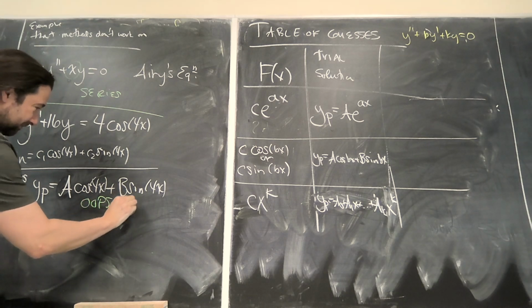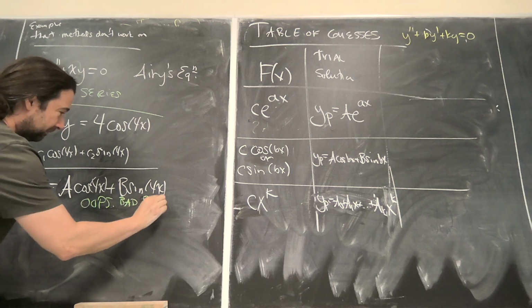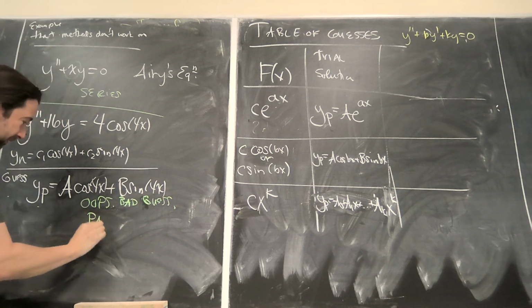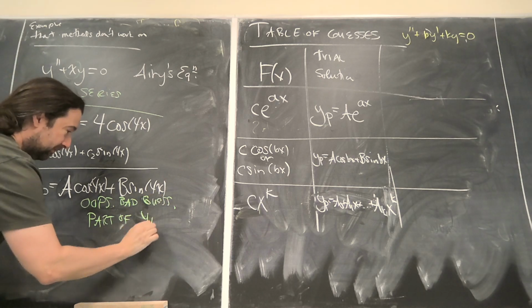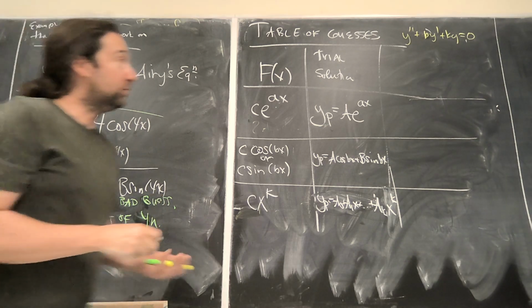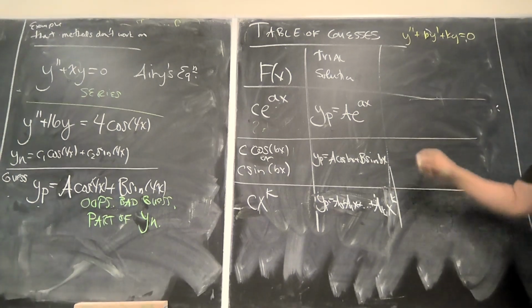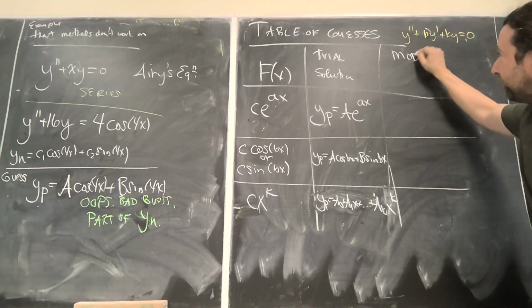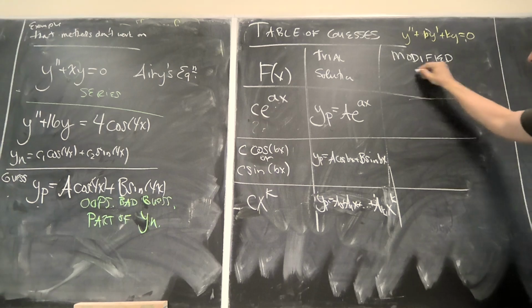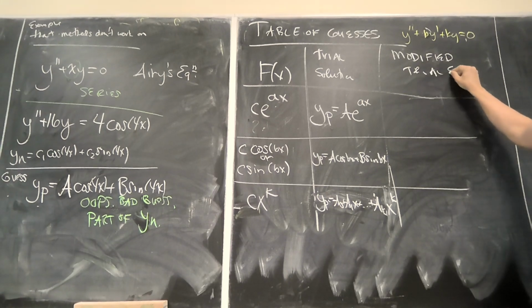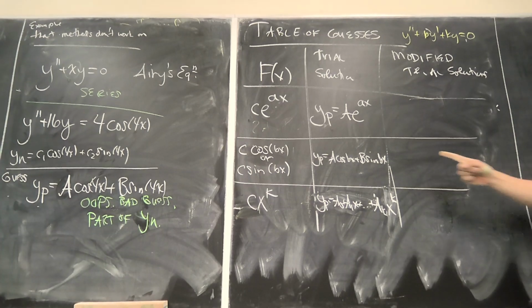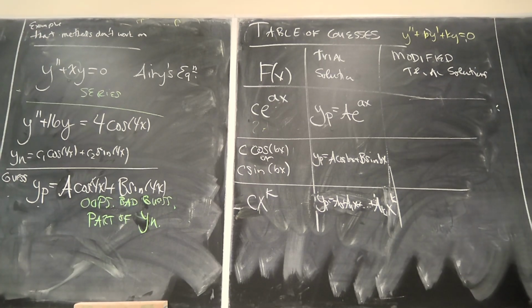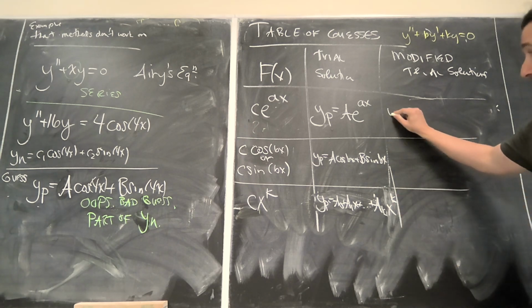Bad guess. It's part of the homogeneous solution. So what we do is we go over to our table and we add another column called modified trial solutions. If I have a guess that I'm trying to make that is part of the homogeneous solution, it won't work. So the modification we make is we just chuck in an x.